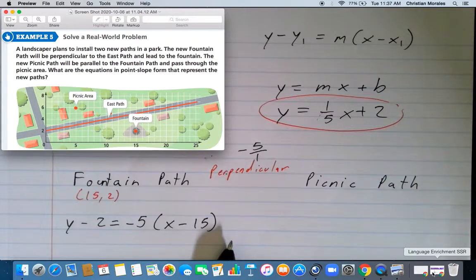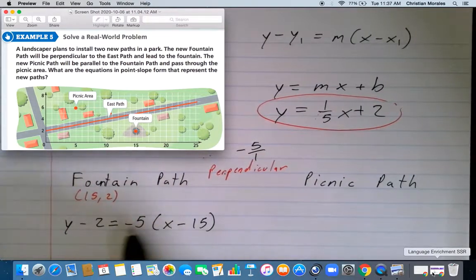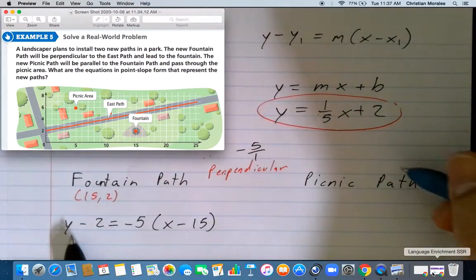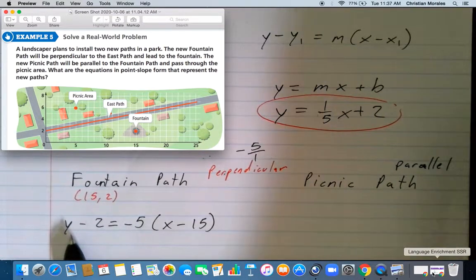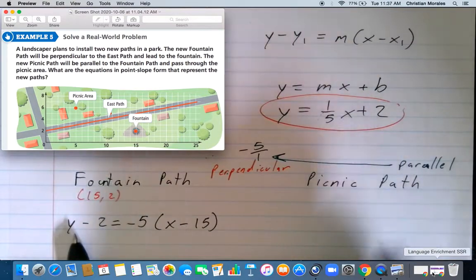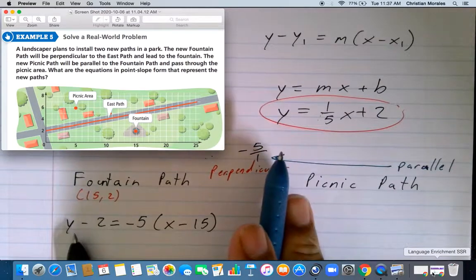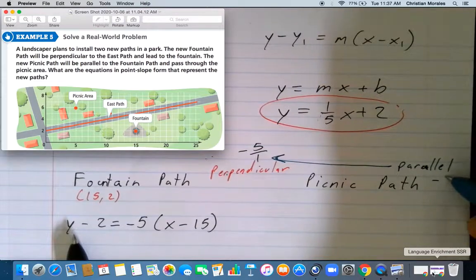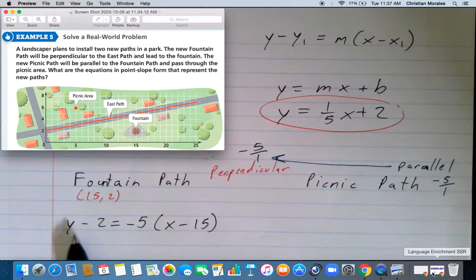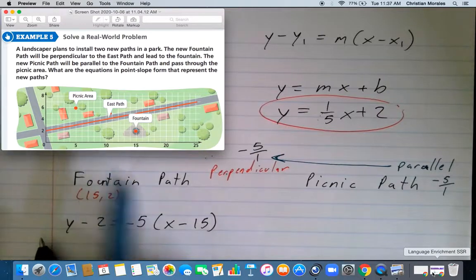Now, let's do the picnic path. The picnic path is going to be parallel to this one. Now, if they're parallel, instead of doing the opposite, it's going to be exactly the same slope. So guys, if they're parallel, the slope is going to be -5/1. The point for the picnic area, which would be 5, 6.